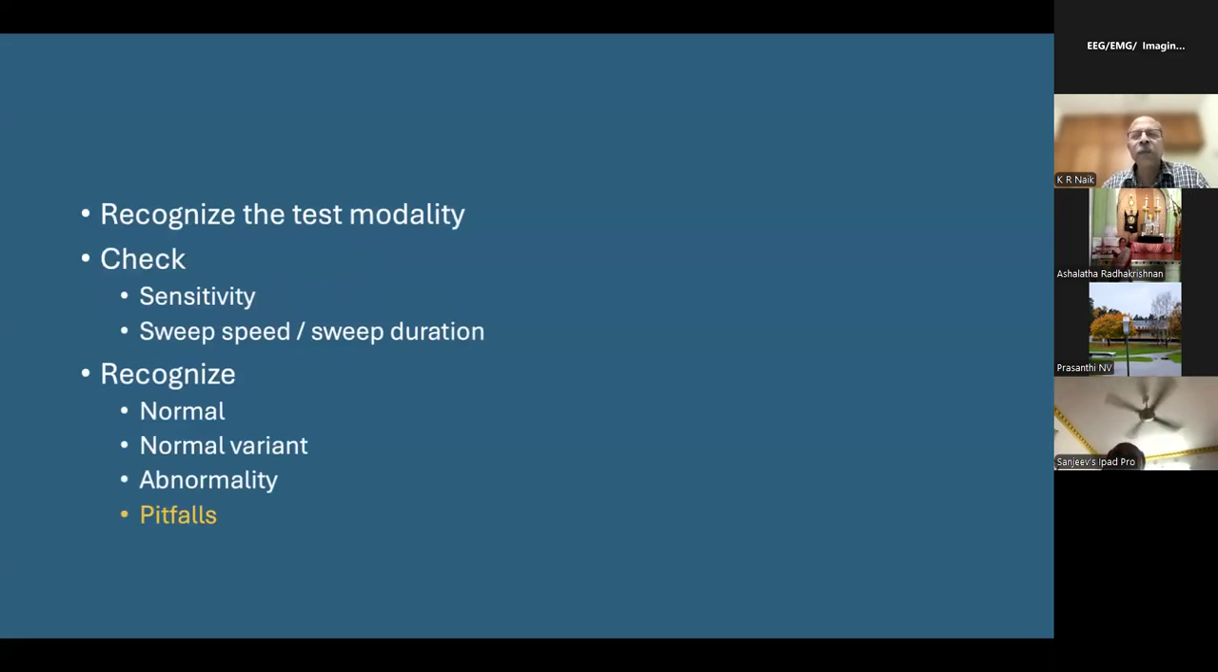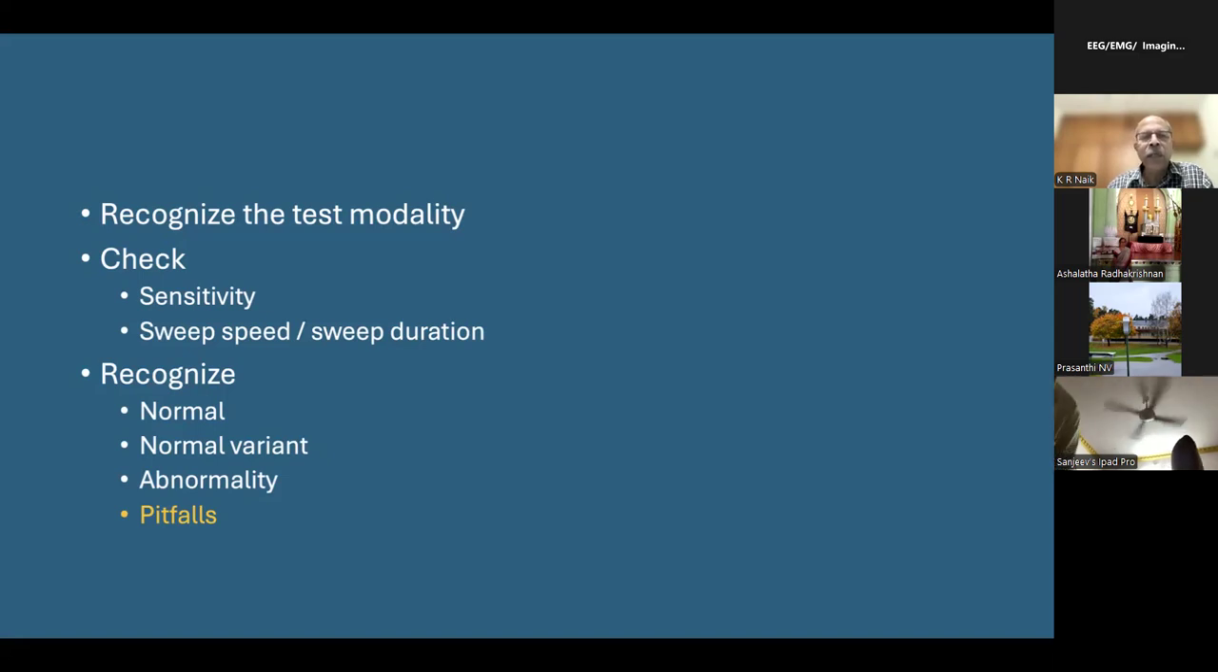So the first thing we need to understand is what is the test modality that is given. Suppose you're given a graph during examination or during the rounds and you're asked to interpret. Now what is the test modality? You have to understand. Then to interpret the graphs, you need to know the sensitivity, and in the time domain, the sweep speed or sweep duration, so that even if the data is not given, you should be able to judge the latency, amplitude, and duration of the trace that is given.